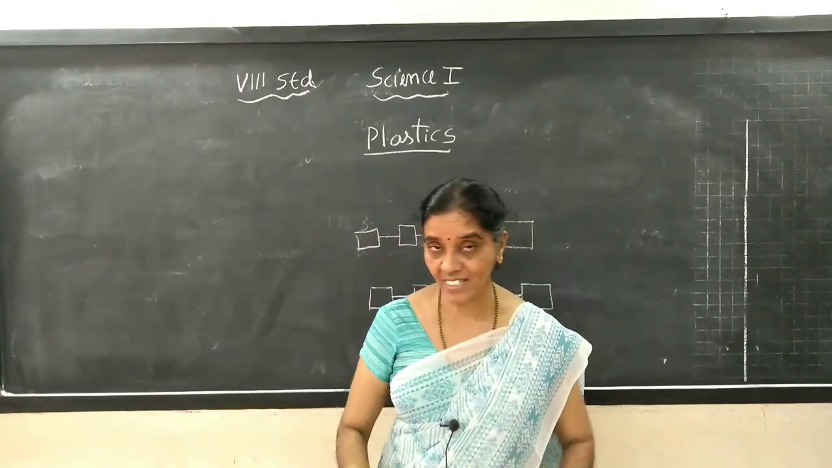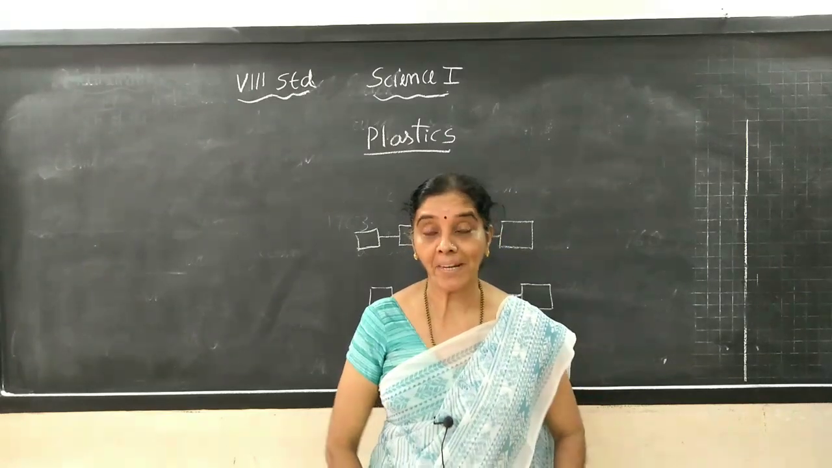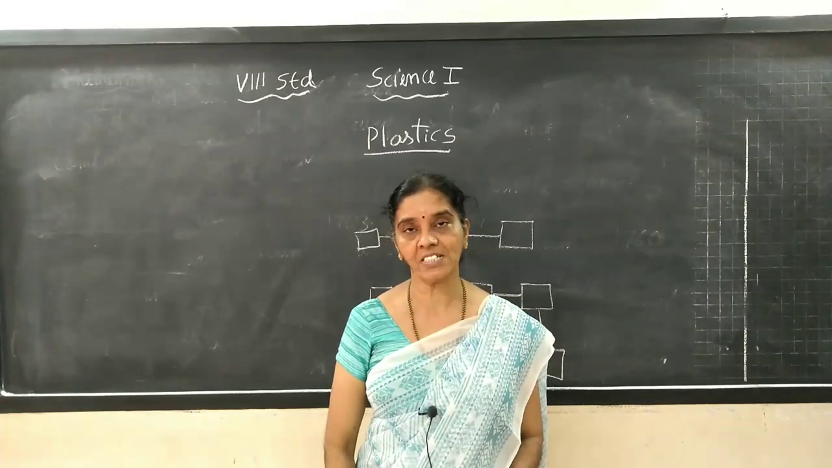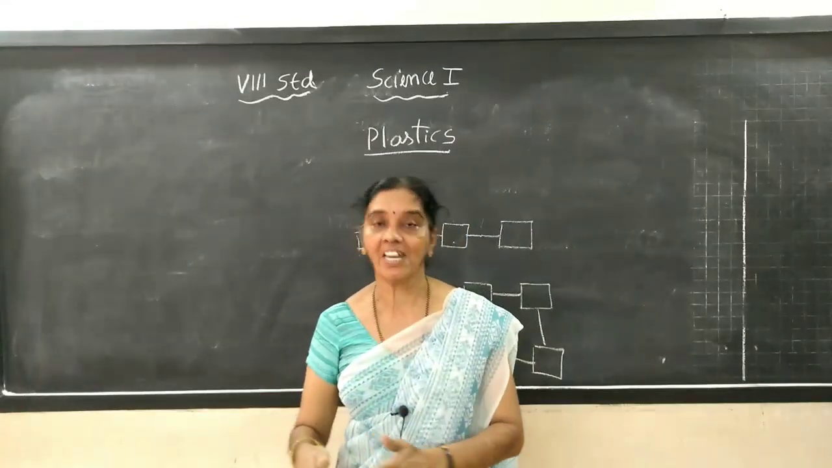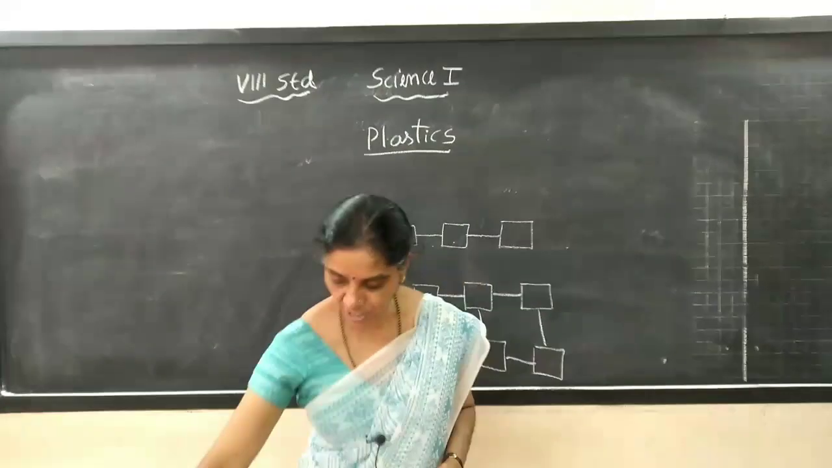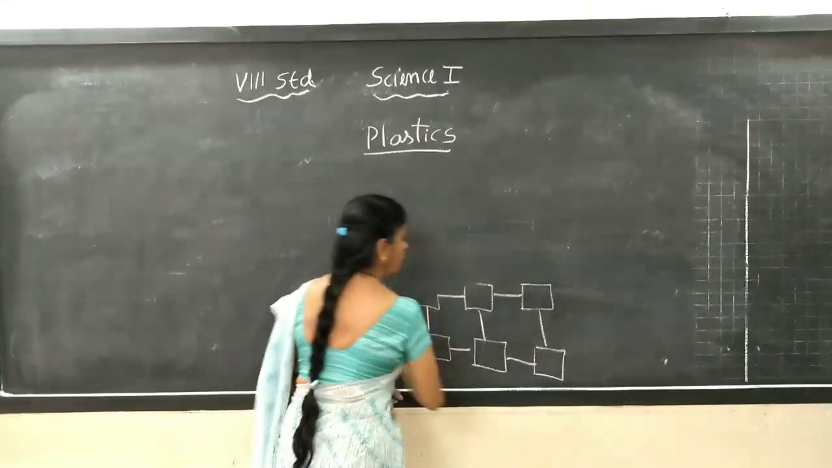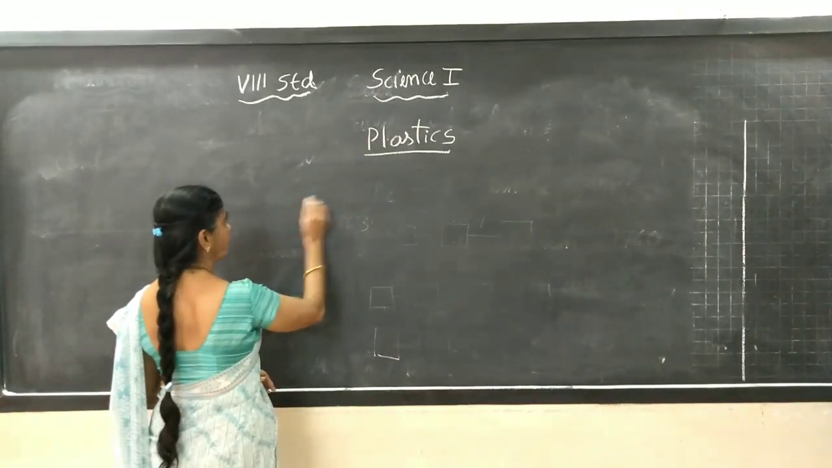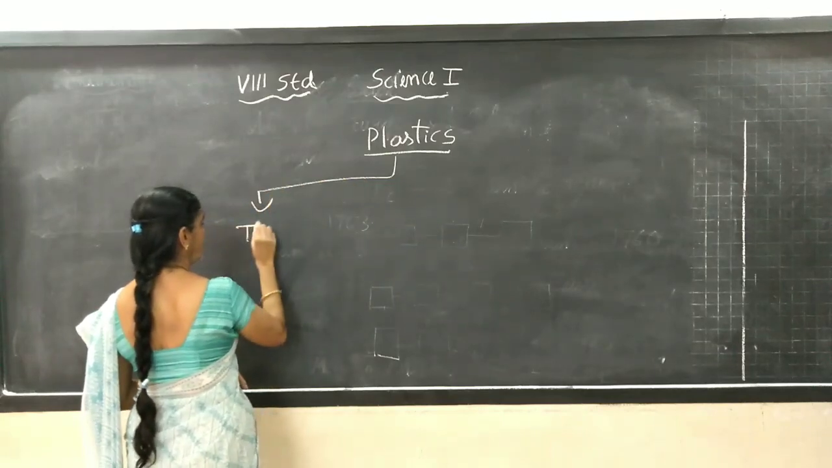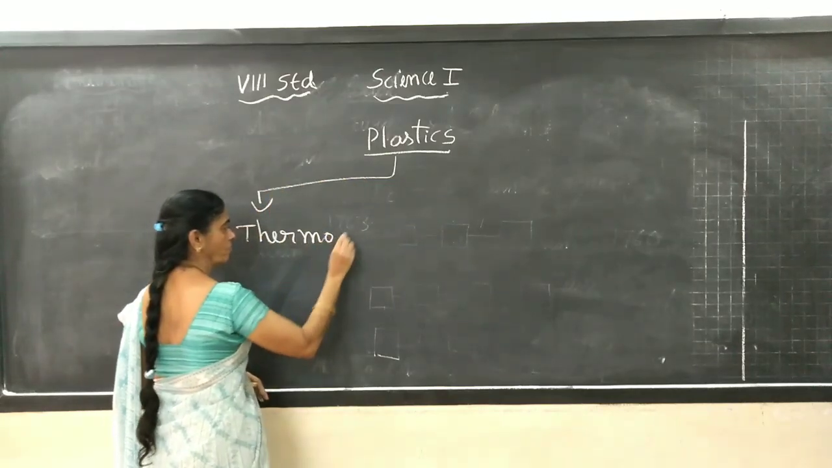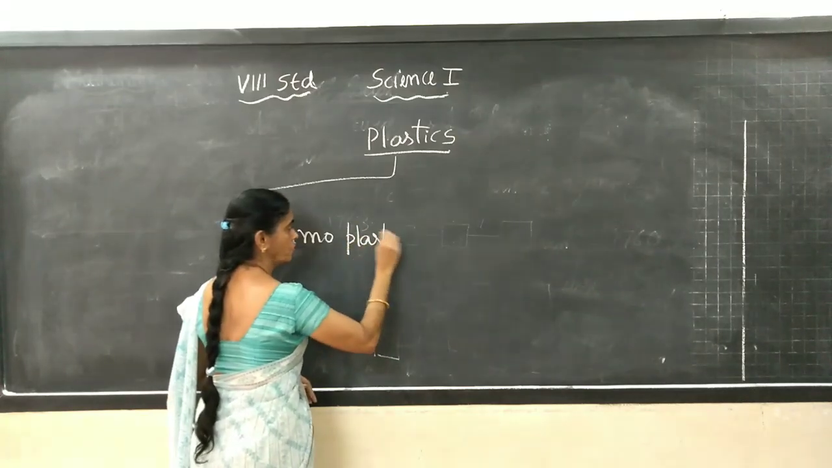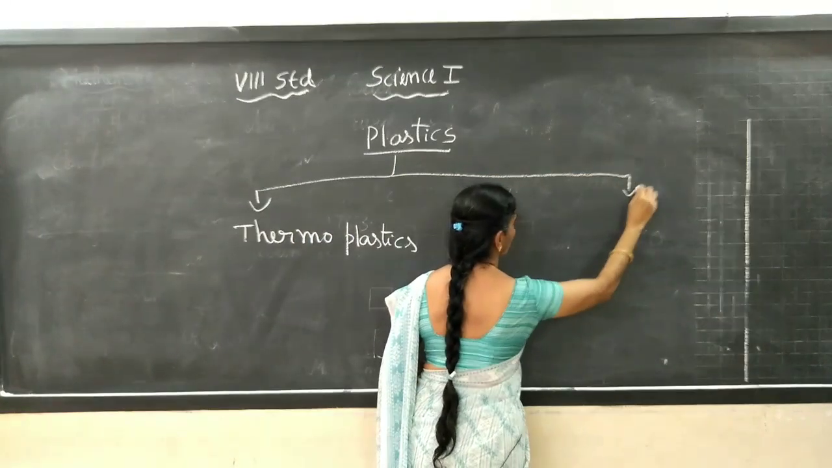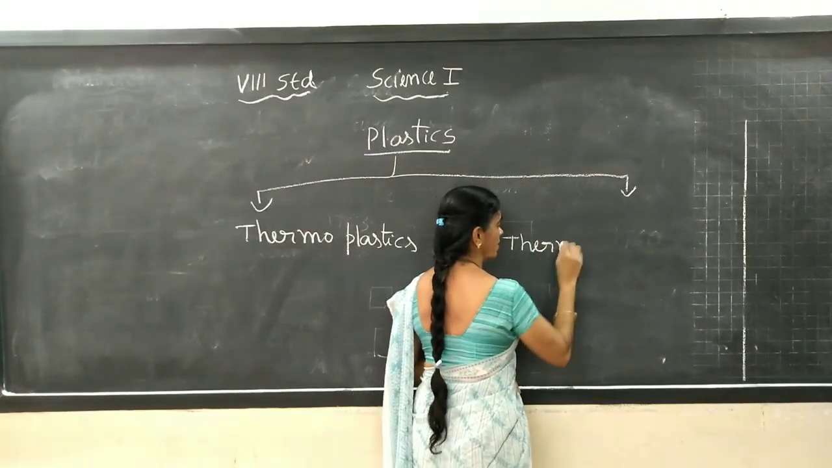There are different types. As I said, almost 50 types of plastics are there. But when you make two big separate groups, there are two types of plastics. One is thermoplastics and another one is thermosetting plastics. So we group the plastics into two groups. Thermoplastics is the first group and the second group is thermosetting plastics.